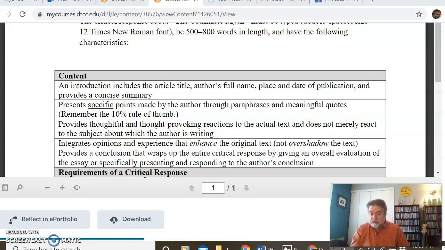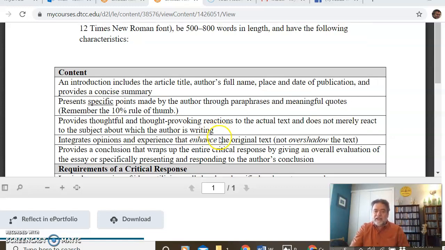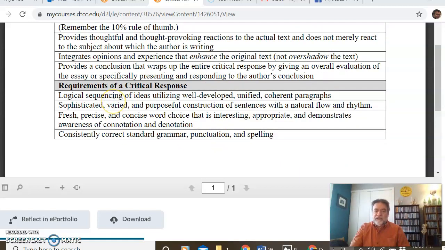But because the author, Bonnie Christian, is a good writer, her conclusion isn't just some erroneous last detail where suddenly it's over and you're wondering, is that all there is? Is there another page that was left out? It wraps it up nicely. And so if you were to respond specifically to her conclusion and what she mentions in that conclusion, because of the way conclusions work, that would be fine too. So those are the jobs on an idea level you must do. Now, logical sequencing of ideas utilizing well-developed, unified, coherent paragraphs.